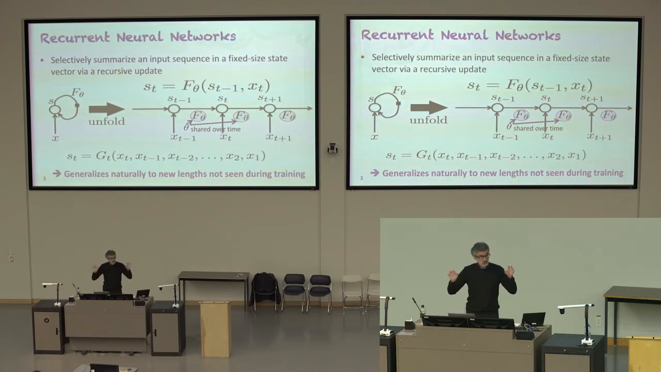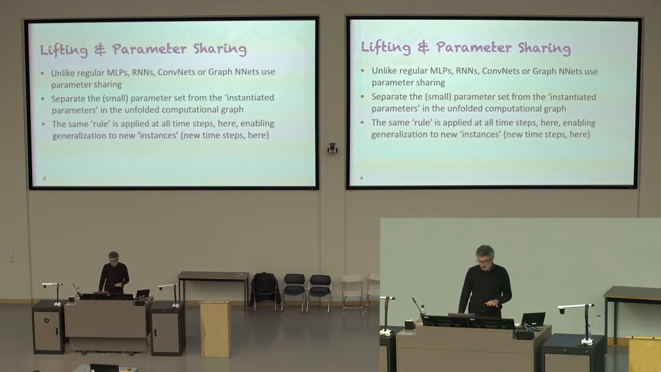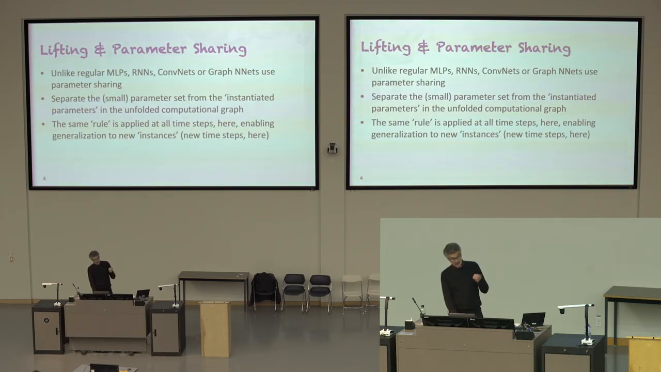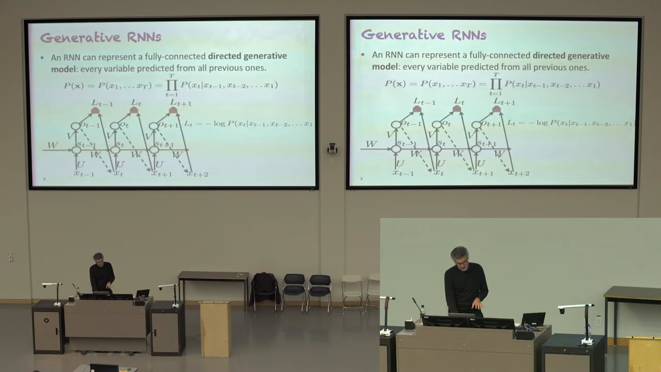So these are two different objects, but of course, the compact description is the one where we have the knowledge and the information, and the trace corresponds to the computation. And by separating the two things, we can do things like define a few simple rules and then apply those rules in a potentially huge set of ways, and that's what lifting is really about. And so you get generalization. In this case, the most obvious generalization is that you can generalize to new time steps and new sequence lengths. Okay, so that's the general idea of RNNs.